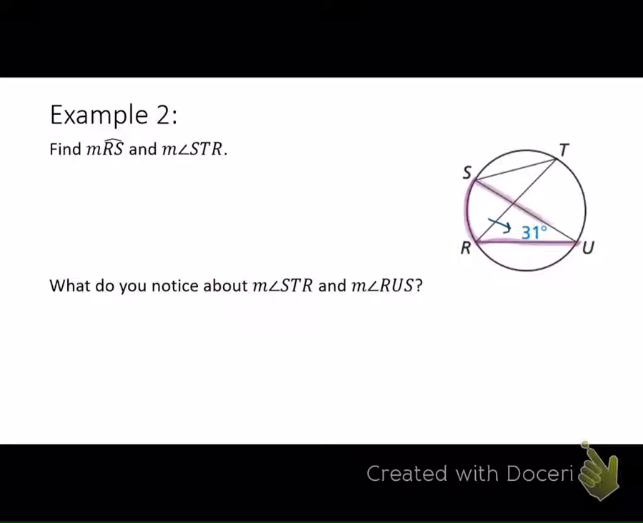STR, do you see how both of them intercept that arc? Do you guys see that? It just doesn't give us any information, so that's why we're not going to use it. So we know the measure of angle SUR is 1/2 the measure of arc SR. SUR is 31. So how can we solve to figure out what the arc measure is then? We multiply by 2. So that means the arc measure is 62 degrees.